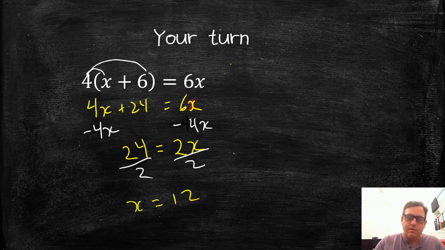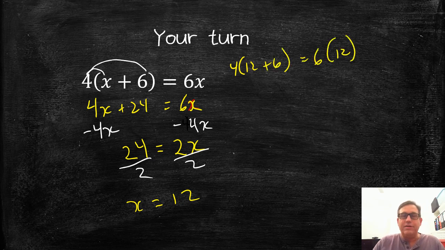Does that work? Is 4 times 12 plus 6 equal to 6 times 12? Well, 12 plus 6 is 18, times 4 is 72. And 6 times 12 is 72. So we know our answer works. And that's it.